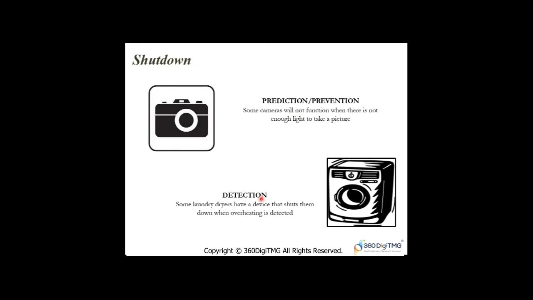Detection. When a mistake or defect has been made, for example, when your laundry dryers reaches a particular temperature, it is going to shut down itself automatically, right? That is detection example. Here I'm not even letting you take a photograph and then repent, saying that it did not come up well, right? I'm not giving you an option to take a photograph if there is no sufficient light there. And then you have detection here.